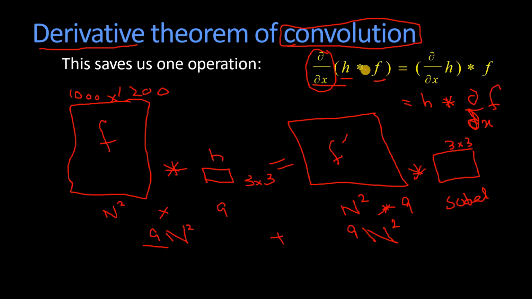Now see the second option. Let's take the derivative of the h only and then convolve it only once with f. What does this mean? You take the derivative of h, it means that you have the h which is 3 by 3, and you convolve it with another matrix 3 by 3. So how much time will it take? 9 computations multiplied by 9 computations, only 81 computations. And over there your answer was in millions maybe, or at least in thousands.